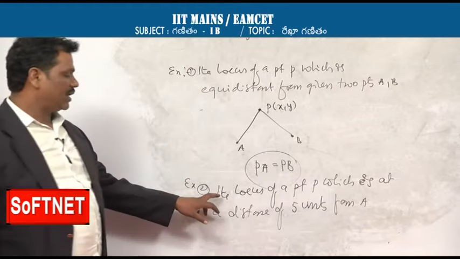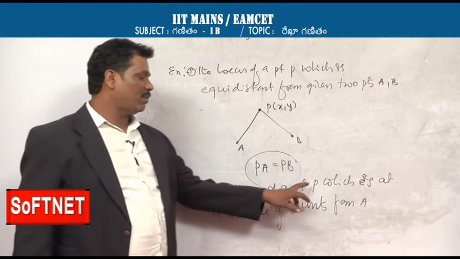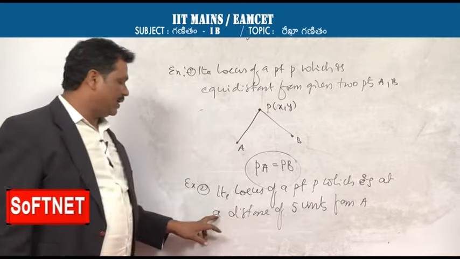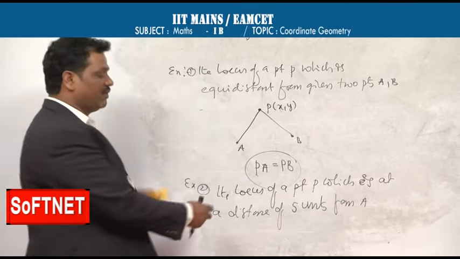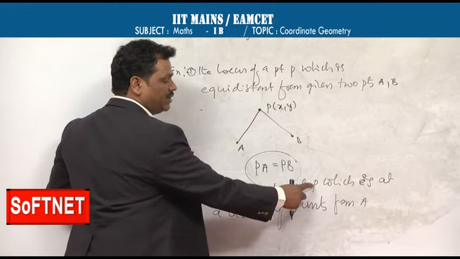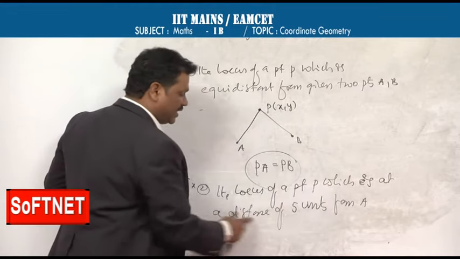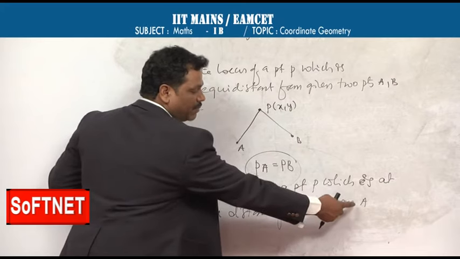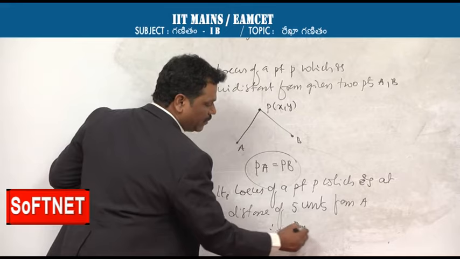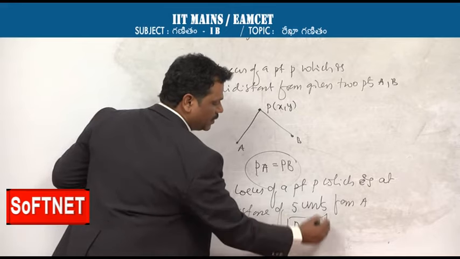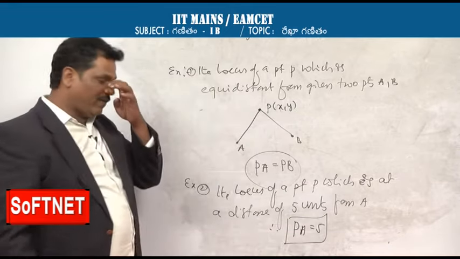The second condition is the locus of a point P which is at a distance of 5 units from the point A. What is the condition here? The locus of a point P which is at a distance from A is 5 units. So the condition here is PA equal to 5.